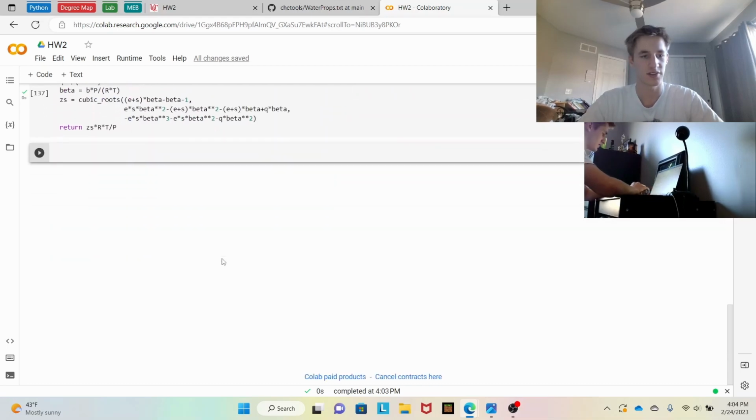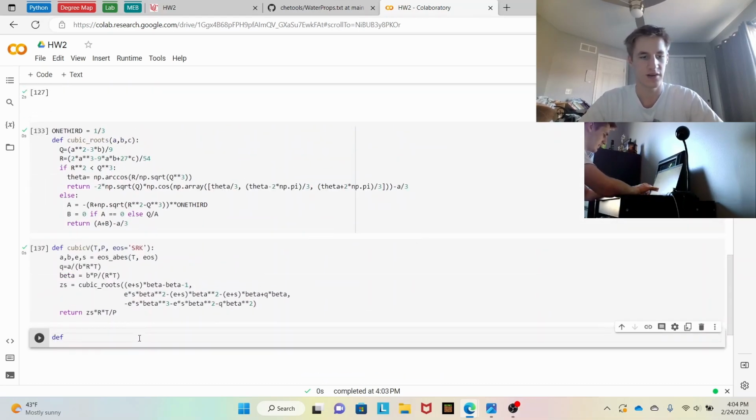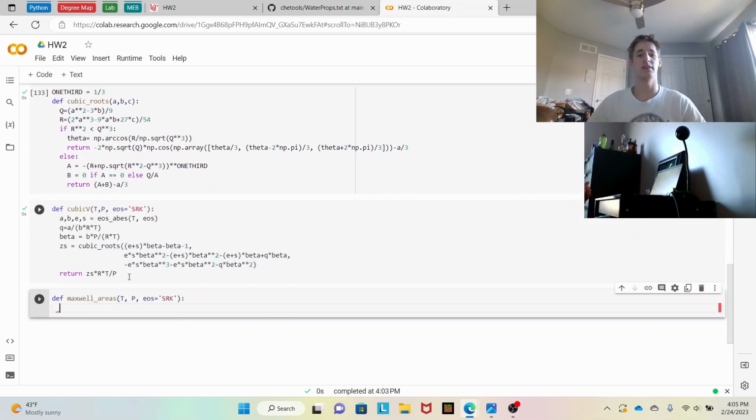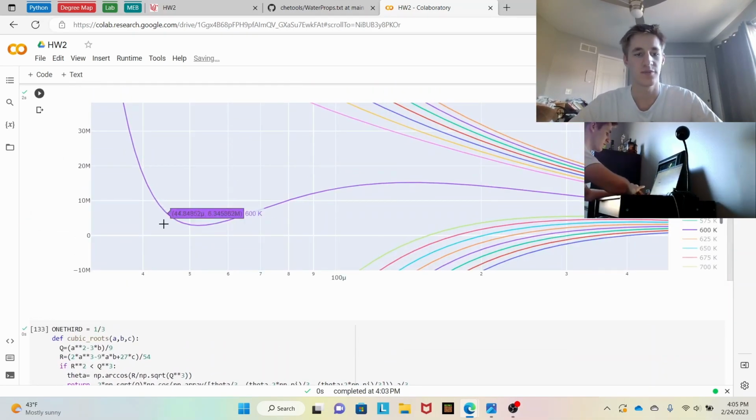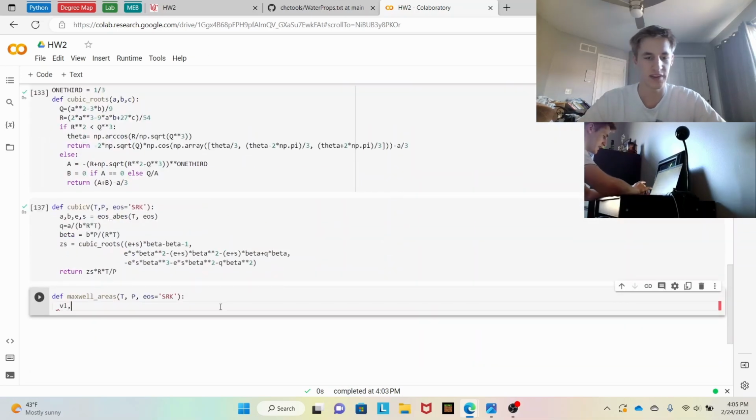So let's define this function. Define Maxwell areas, given a temperature, a pressure, and an equation of state. Like I said, the volumes: this first one is our liquid volume, this second one is an intermediate, and this third is vapor. So we will write that in: VL, VM, and VG equals cubic V at the temperature, pressure, and EOS.